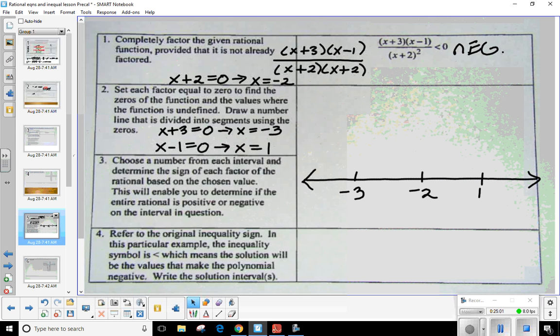Okay, now one question before I go ahead and write down what we're supposed to have. Would this guy have a hole?